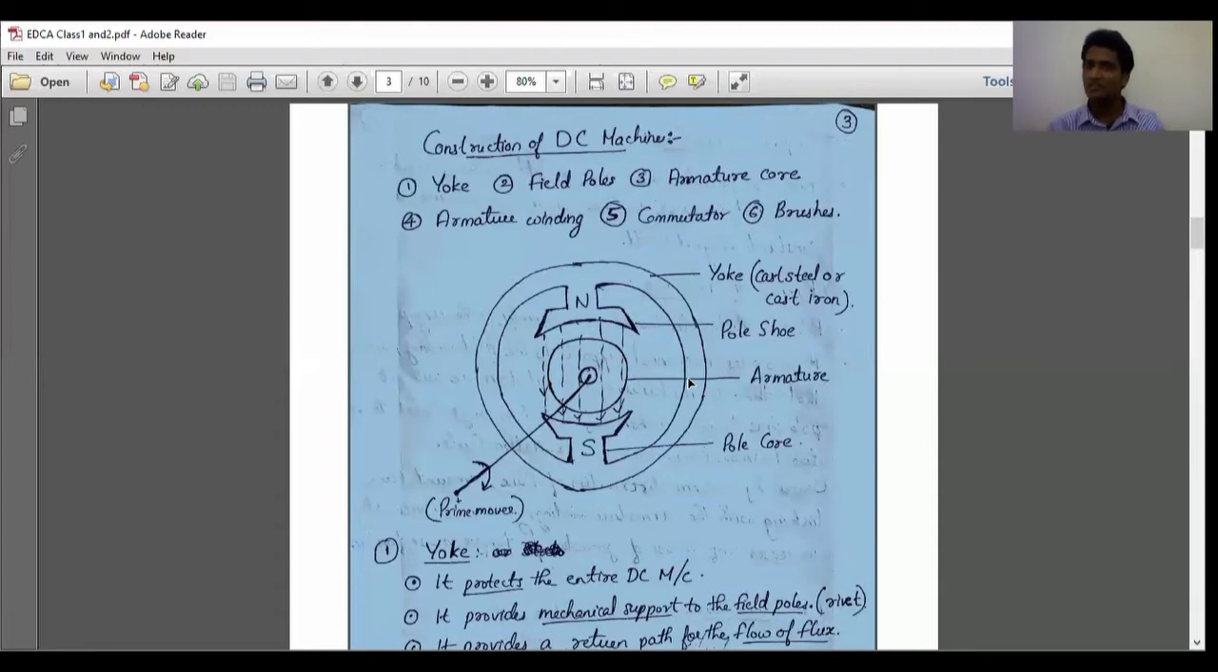And what will be the use in the case of a DC motor? If the magnetic flux flowing through each and every conductor is the same, then the force experienced by each conductor will be increased. Clear? So in the case of a DC motor, uniform distribution of magnetic flux will help to increase the torque developed in the motor. Clear? And that is the use of the pole shoe.